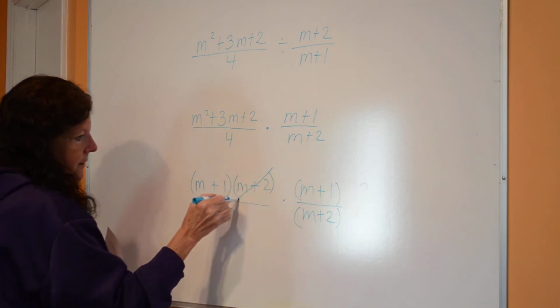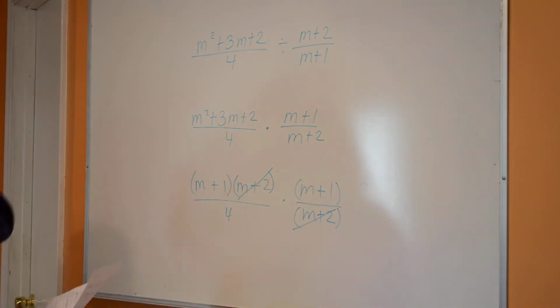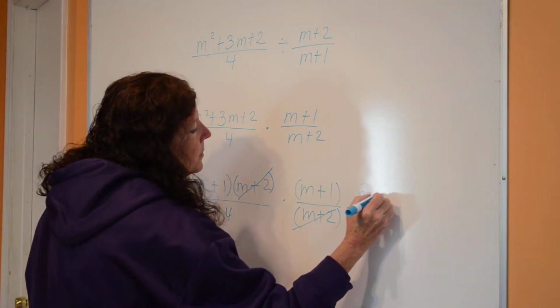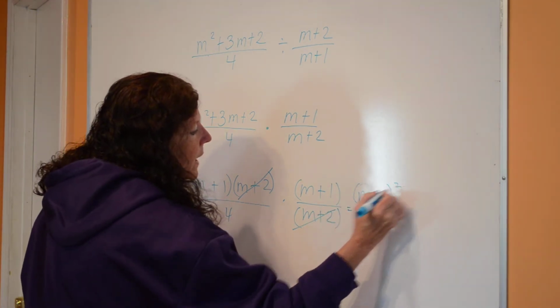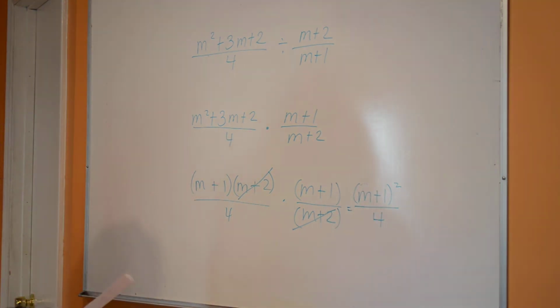And the only thing that cancels out is that. But notice on the top I have 2 of the same thing. I have an m plus 1 and an m plus 1. So I can write that as m plus 1 squared because there's 2 of them. And I have a 4 left on the bottom. All right, now you try one of these.